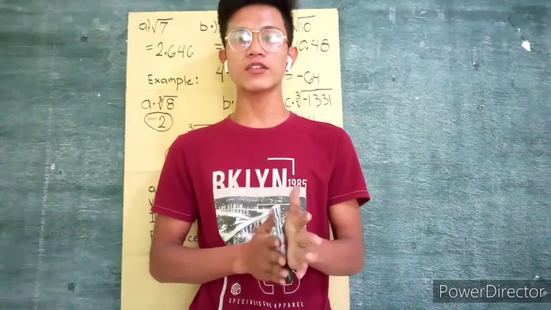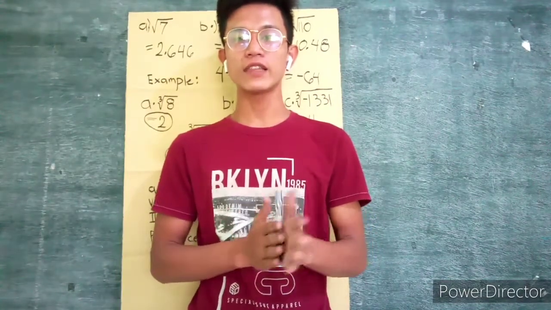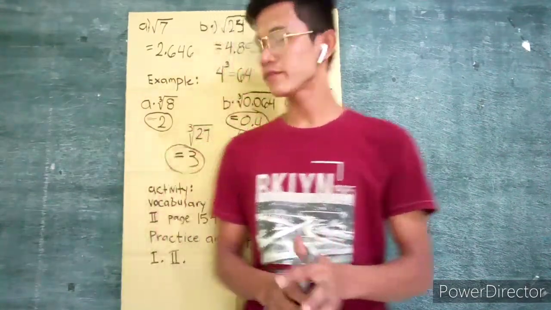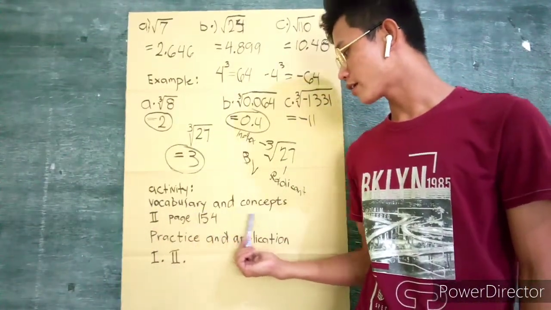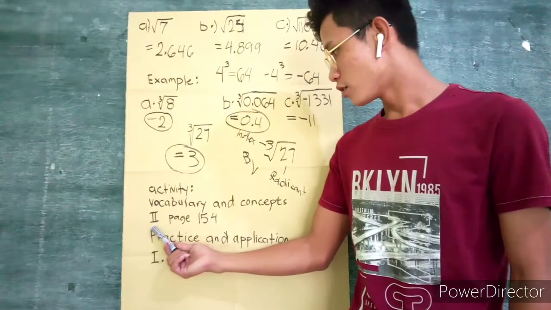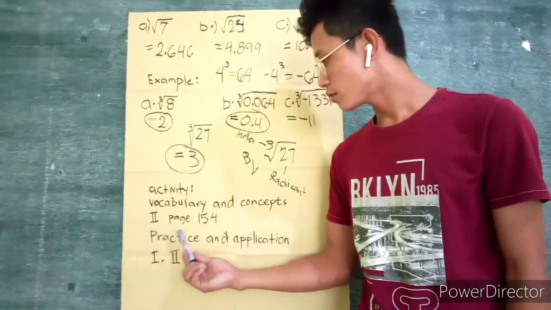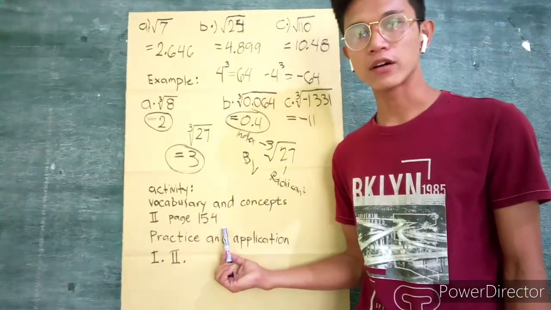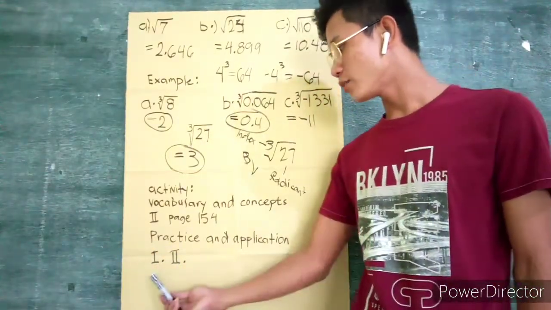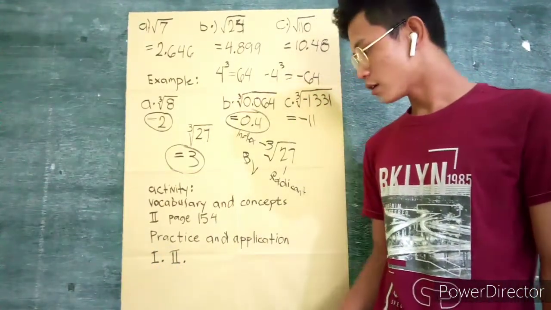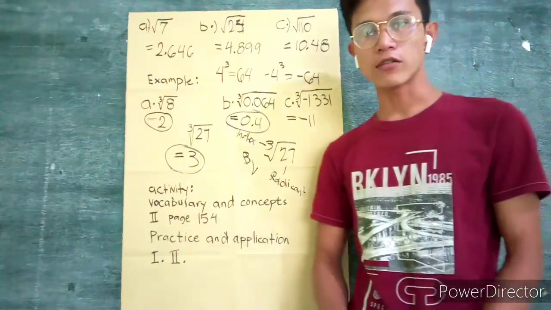So now let's proceed to your activity. For your activity, I want you to answer activity vocabulary and concepts, numerical number 2 on page 154. Okay? And also practice and application, numerical number 1 and 2 on page 154 also.